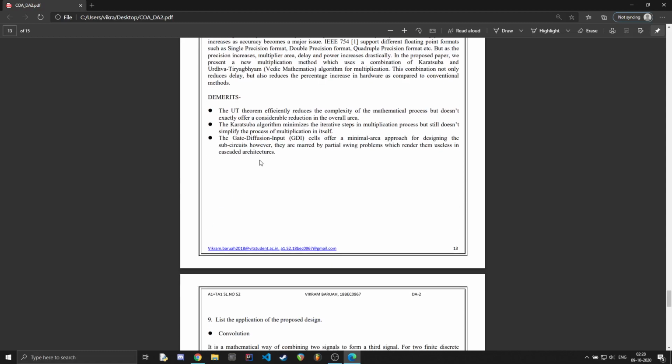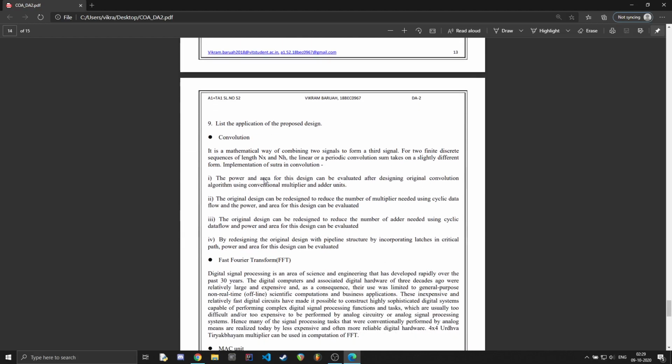So the demerits are that the UT theorem efficiently reduces the complexity of the mathematical process, but doesn't exactly offer a considerable reduction in the overall area. So there are still some size constraints when it comes to the UT theorem. The Karatsuba algorithm minimizes the iterative steps in the multiplication process, but still doesn't simplify the process of multiplication in itself. And the gate diffusion input cells offer a minimal area approach for designing the subcircuits. However, they are marred by partial swing problems which render them useless in cascaded architectures.